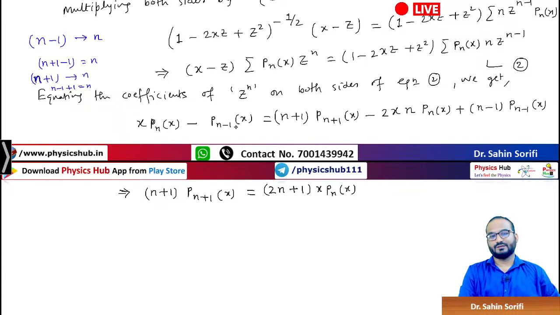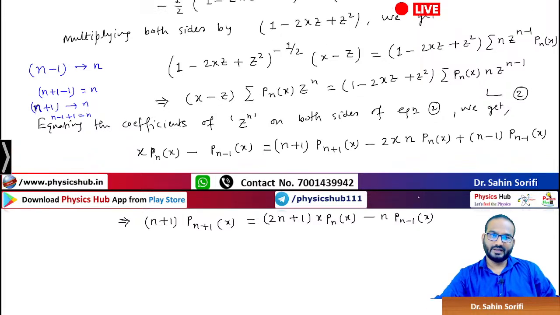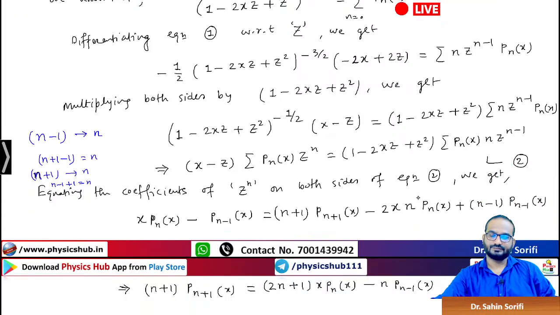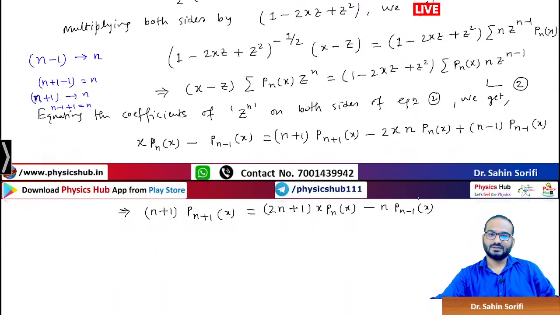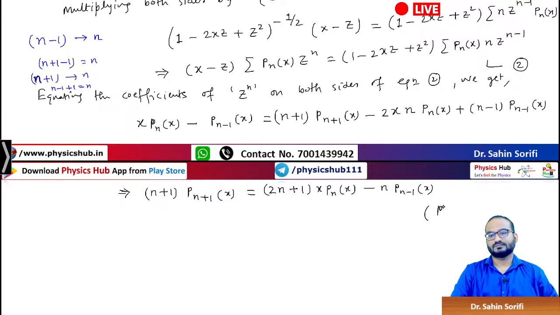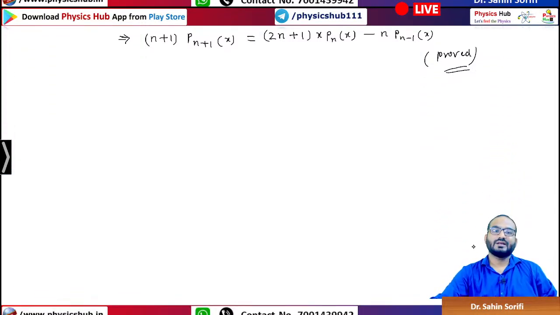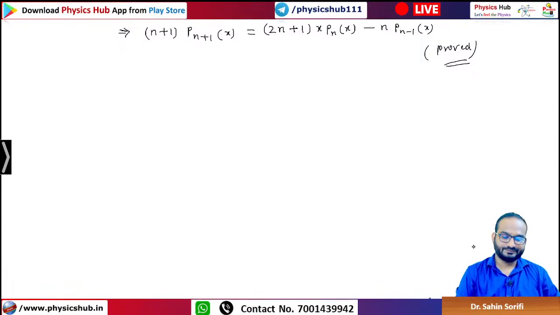What remains? Pn minus 1. So on that side if you take minus 1 plus minus n plus 1, so minus n. Okay, and I think that is what we need to prove. That is the proof. So in this way you can easily prove these recurrence relations.